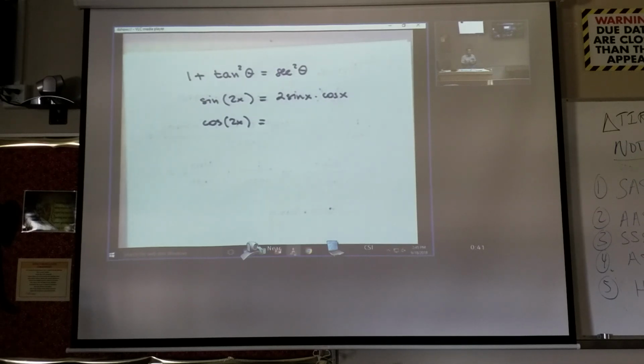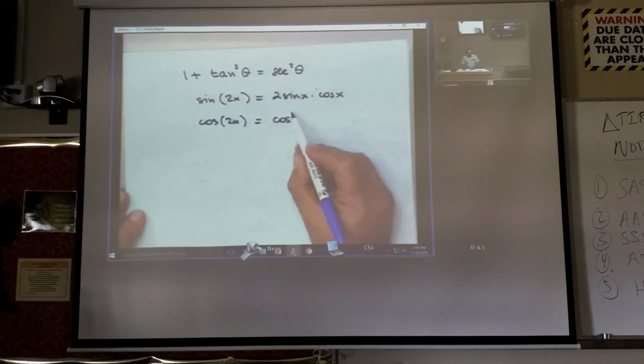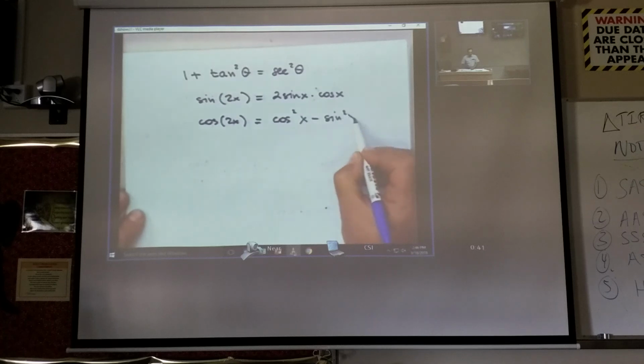All right. So yes, no. Vaguely. All right. So, well, I'm going to write it. So this one is cosine of x plus x, squared of x minus sine squared of x.